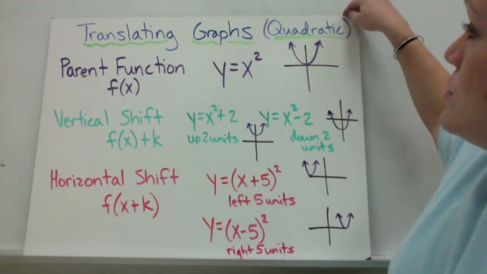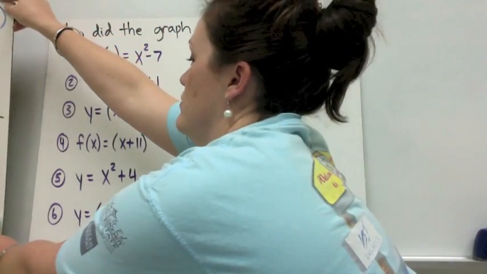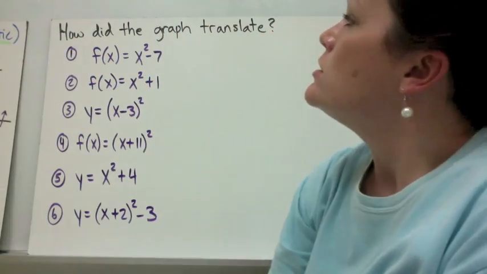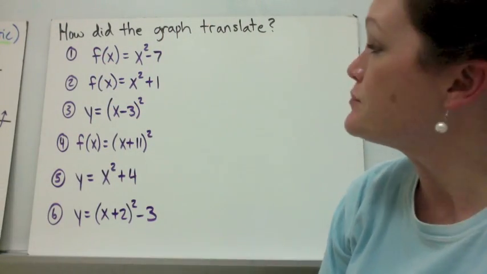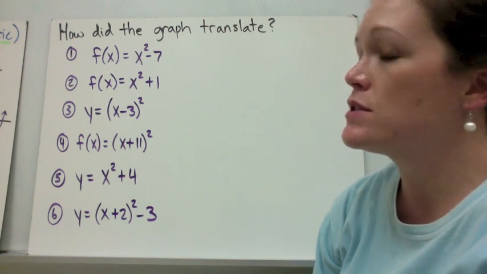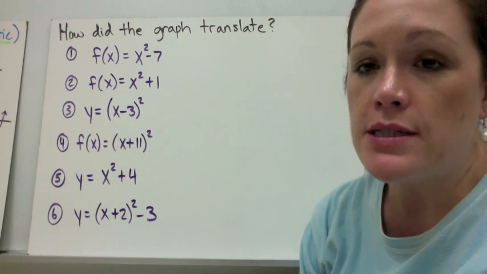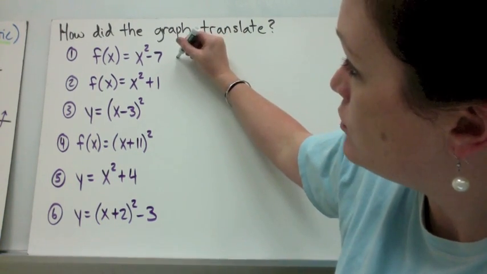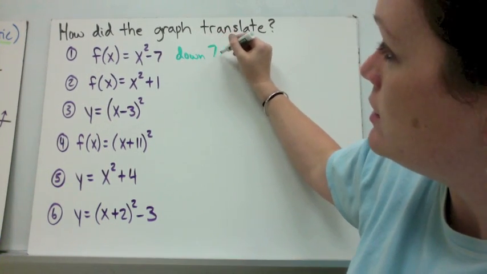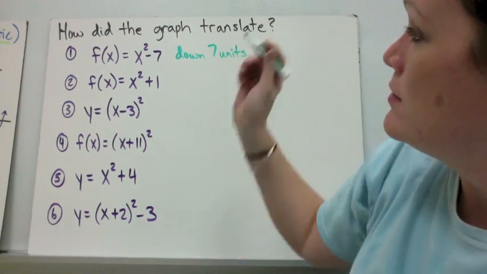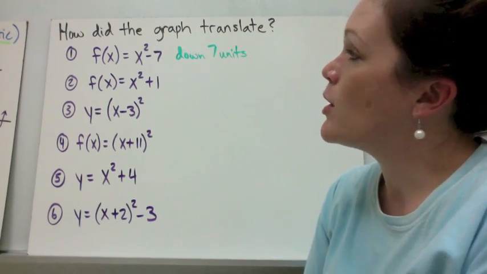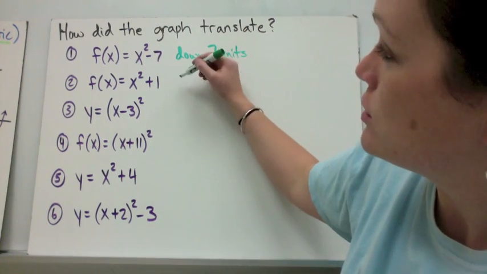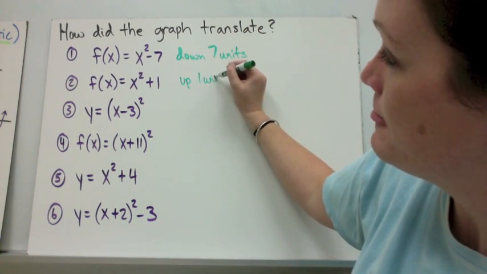So let's try some more examples. How did the graph translate? Let's try these. f of x equals x squared minus 7. If all you have is a minus 7 back there, that would be a vertical shift. It would go down 7 units. The next one is f of x equals x squared plus 1. Again, you're just adding and subtracting directly to the x squared. That's going to go up 1 unit.